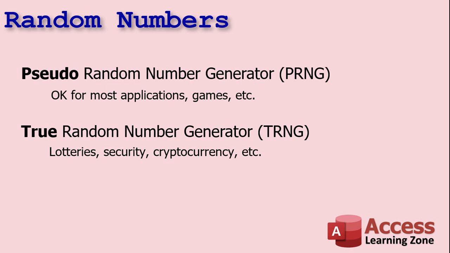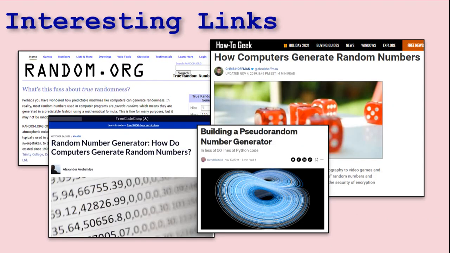All right, true random number generators are usually used for things like generating lottery numbers, security applications, cryptocurrency, that kind of stuff. So chances are, for most things you're going to be doing in Access, a pseudo-random number generator is just fine. So that's what I'm going to show you in this lesson. Members, we'll talk more about true random number generation in the extended cut. For those of you who are interested in learning more about random number generation, I got some interesting links to some articles. I'll put them in the links section down below in the description. Go ahead and click on that.